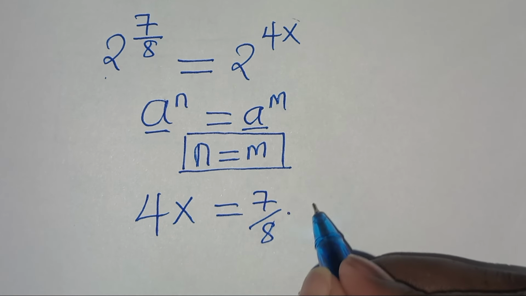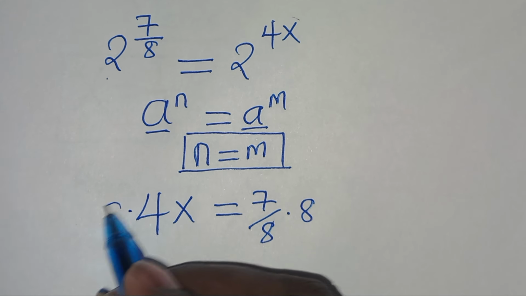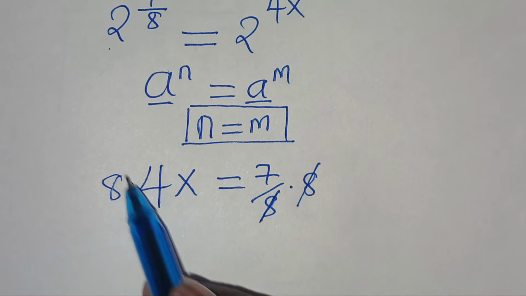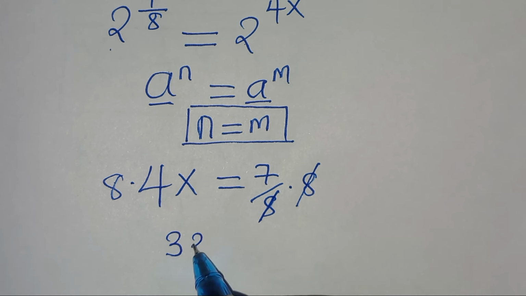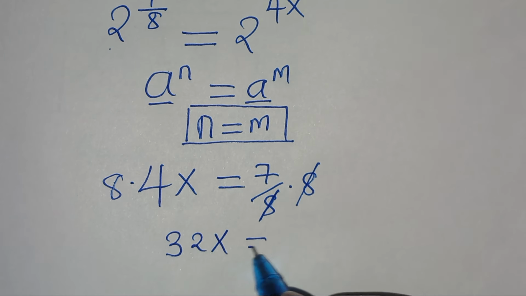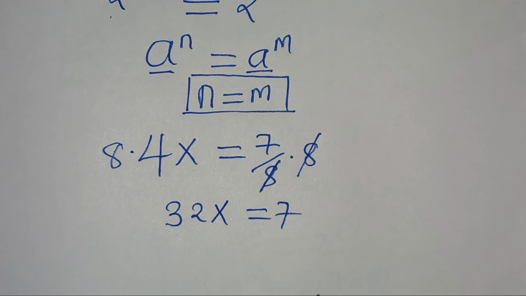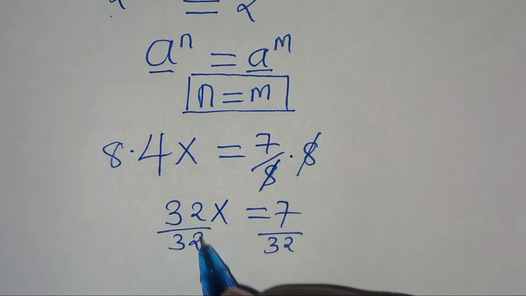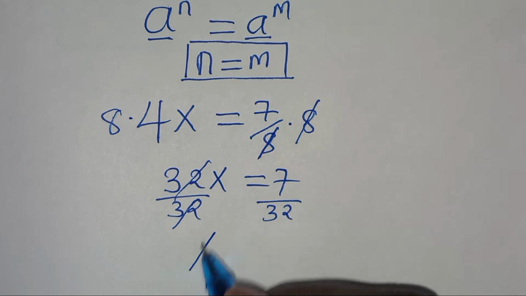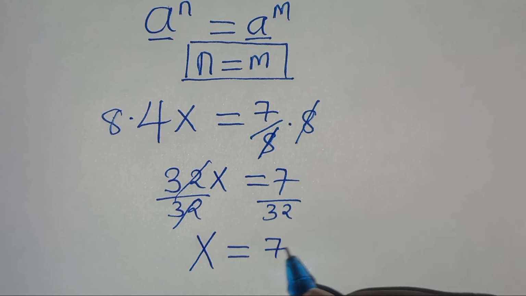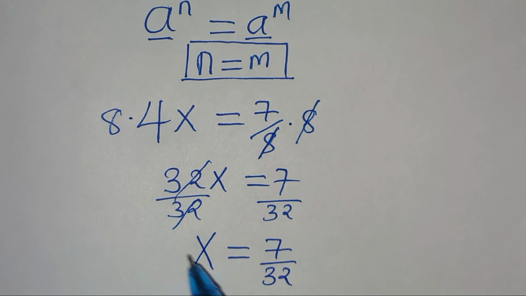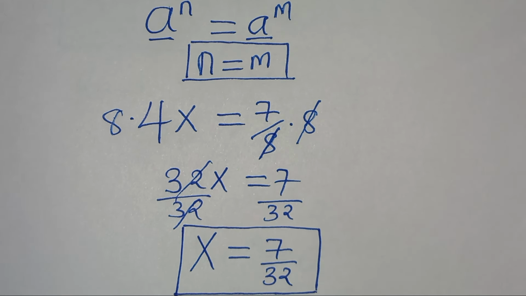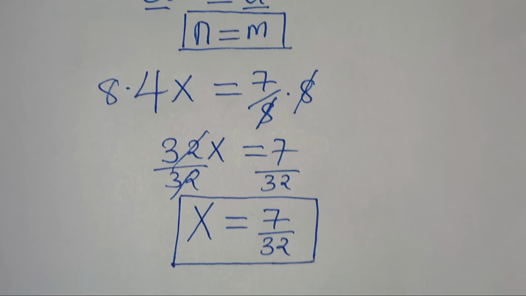So then let's multiply both sides by 8, so that now 8 and 8 here simplify. 4x times 8, this is 32x, and this is equal to 7. So let's divide both sides by 32, and this implies that the value of x here is equal to 7 over 32. So this is the value of x by applying method 2.